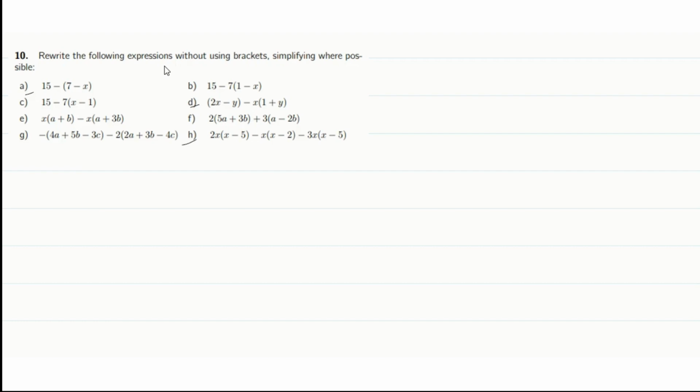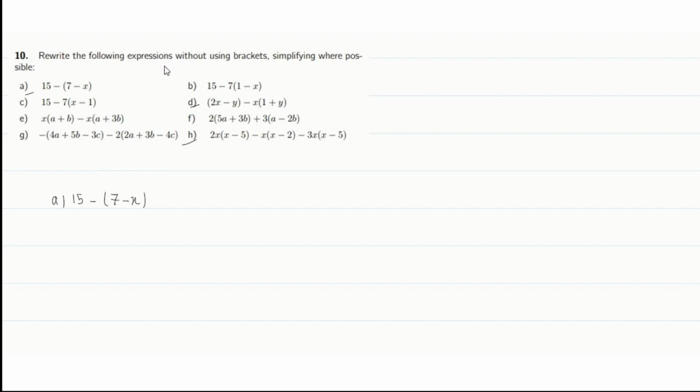Okay, now in this example, we want to rewrite the following expressions without using brackets and simplify them if possible. For this kind of question, we have to expand the brackets, then we combine the like terms. In order to do so, let's start with A. So on A, we have 15 minus, inside the bracket, we have 7 minus x.